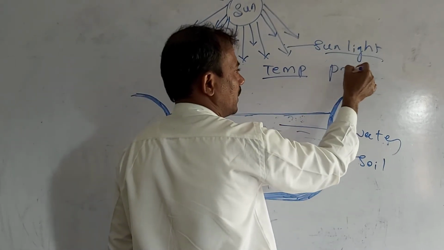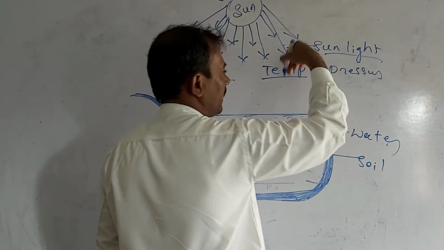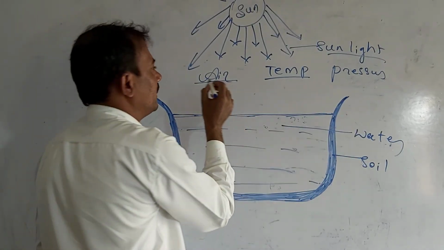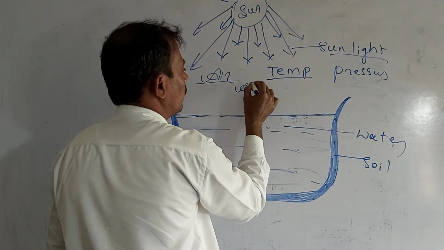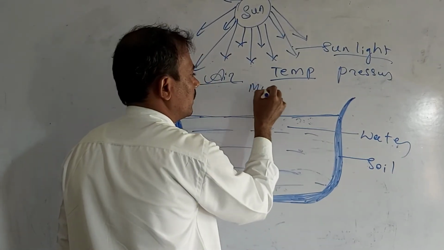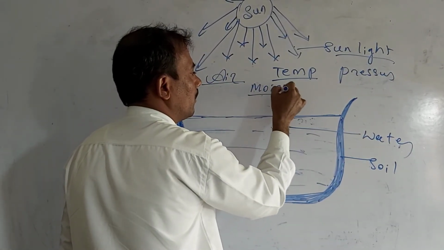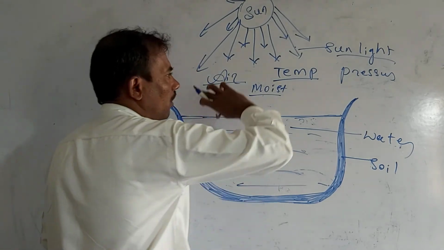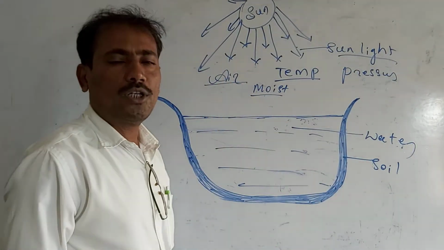So the pressure of the air, the moisture content of the air, that is the humidity of the air. All these are abiotic factors.